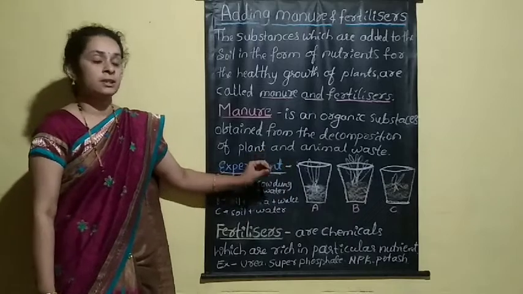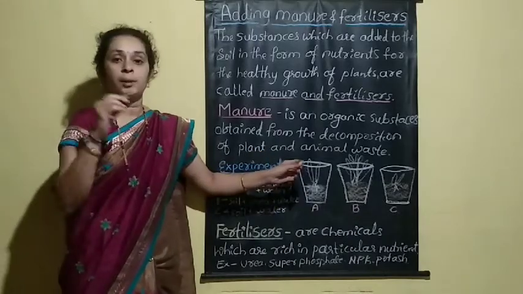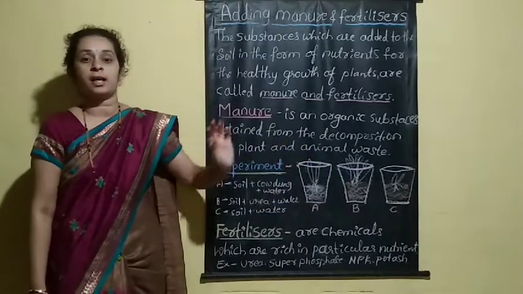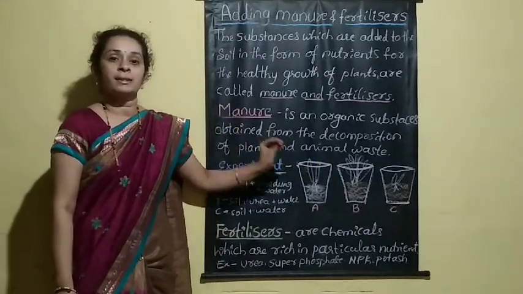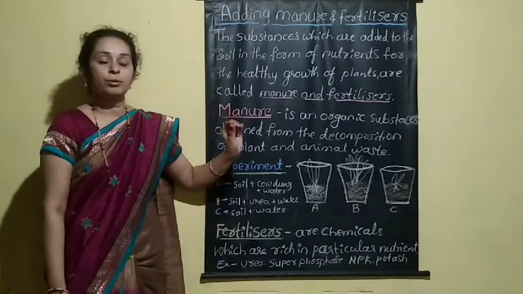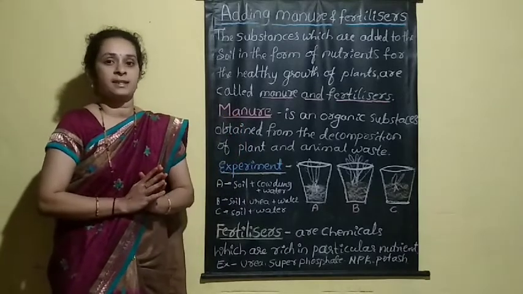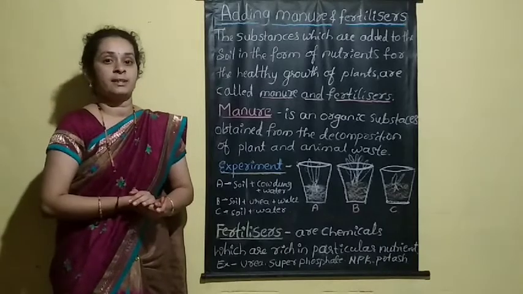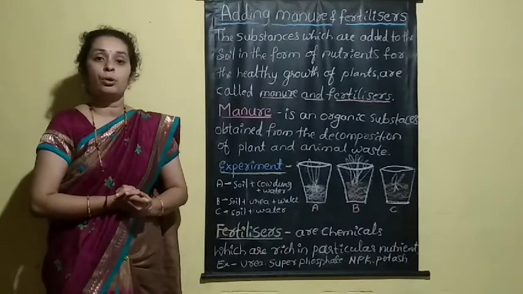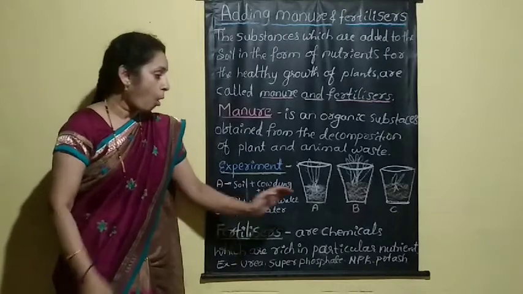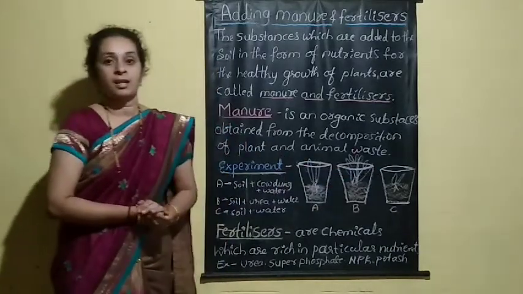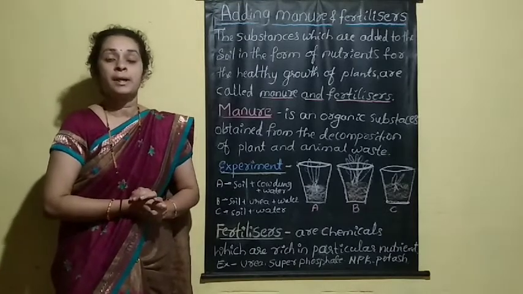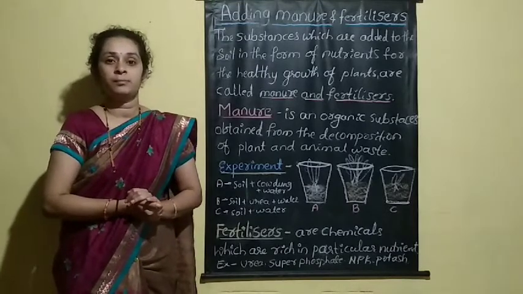After this, you have to plant seedlings in all three glasses. And you have to keep them in a safe place. After 7 to 8 days, you have to observe the growth of the plants in all these three glasses. In which glass will you come across better growth of the plant?